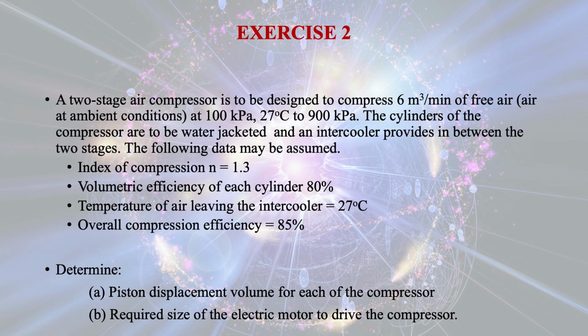Let us take another very interesting problem on two-stage compression process. A two-stage air compressor is to be designed to compress 6 meter cube per minute of free air at the ambient condition at 100 kilopascal and 27 degrees centigrade to 900 kilopascal. The cylinders of the compressors are to be water jacketed and an intercooler is provided in between the two stages. The following data may be assumed. The index for compression n is given as 1.3.